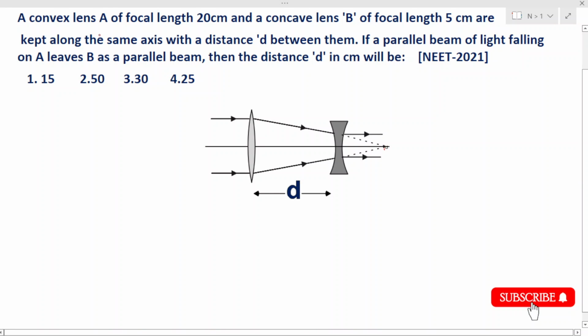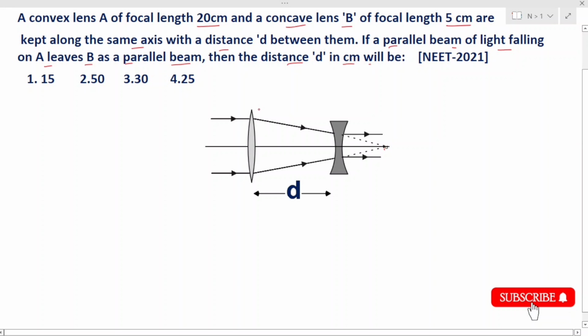A convex lens A of focal length 20 centimeters and a concave lens B of focal length 5 centimeters are kept along the same axis with a distance d between them. If a parallel beam of light falling on A leaves B as a parallel beam, then the distance between them in centimeters will be. Now let us see what he gave.